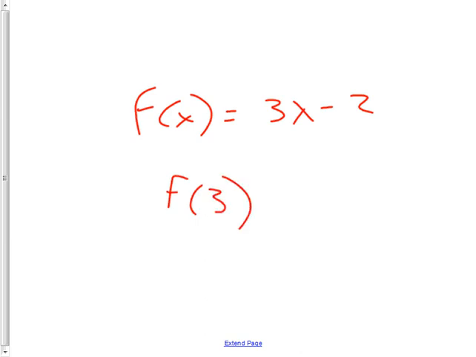All right, in functions, if I say f of x, that's just a function. F of x is a function like it could be 3x minus 2. And if I give you an x for it, if I say f of 3, that means I want you to put 3 in the function. So I just put a 3 in here, and then I got 3 times 3 is 9. 9 minus 2 is 7.